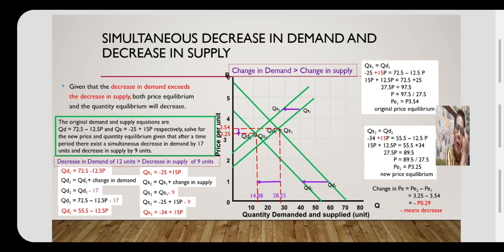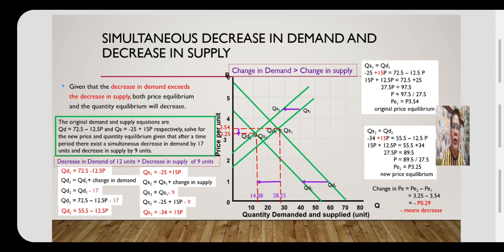Let us read the problem statement. The original demand and supply equations are QD equal to 72.5 minus 12.5P and QS is equal to negative 25 plus 15P respectively. Solve for the new price and quantity equilibrium given that after a time period there exists a simultaneous decrease in demand by 17 units and decrease in supply by 19 units. So both demand and supply decreased. The demand decreased by 17 units while the supply decreased by 19 units.